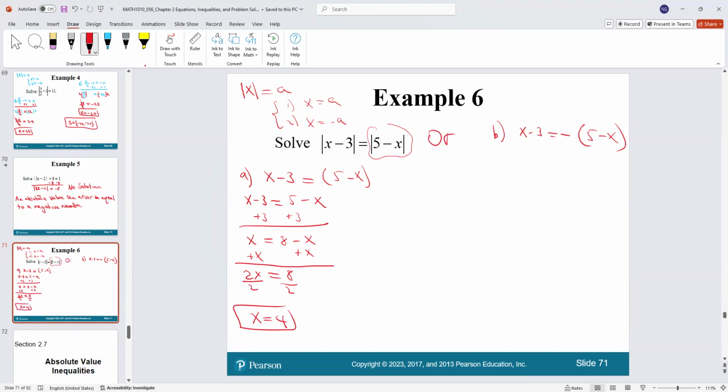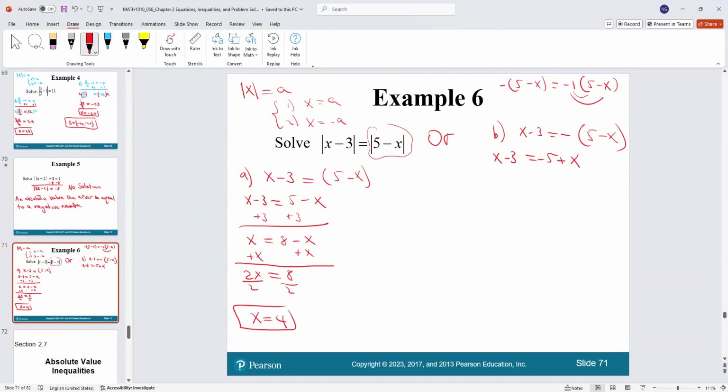Now the second one, if we distribute the negative first, all right? Remember, negative of 5 minus x, we need to distribute. It's like negative 1 times 5 minus x. If you distribute the negative to each of them, negative 1 times 5 is negative 5. Negative 1 times negative x gives you positive x.